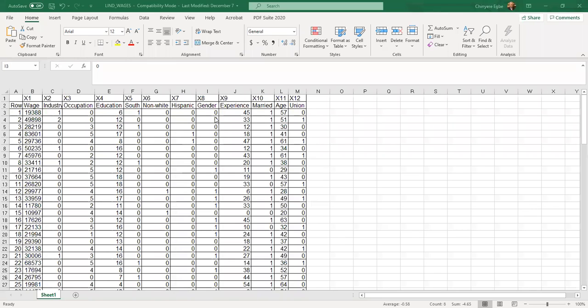Okay, you see on the gender you have zeros, right? You also have ones. So the gender variable has 0 and 1.